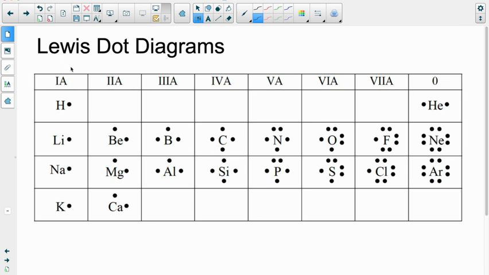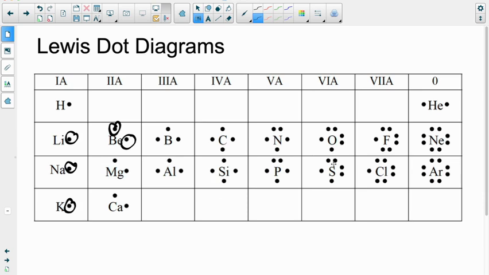One of the things you will learn as you go through chemistry is something called Lewis dot diagrams. Again, this is drawn for the main group elements. The Lewis dot diagram shows the symbol and the number of valence electrons. If you are in the first group, you will have 1 valence electron. If you're in the second group, you will have 2 valence electrons. If you're in the third, and so on.